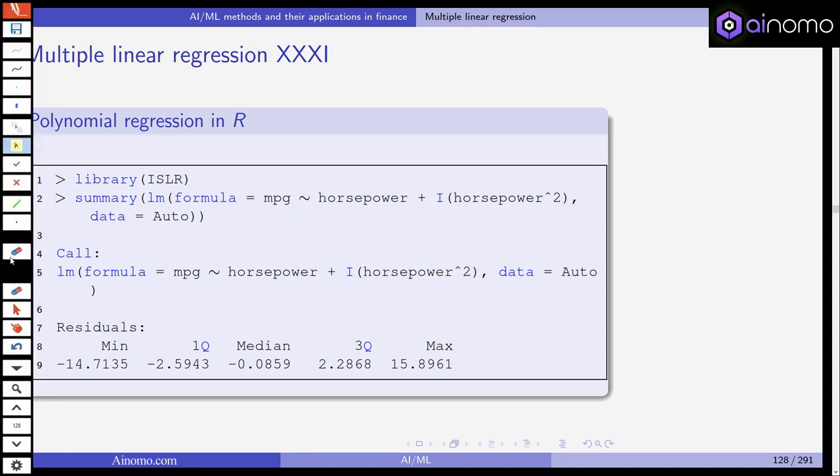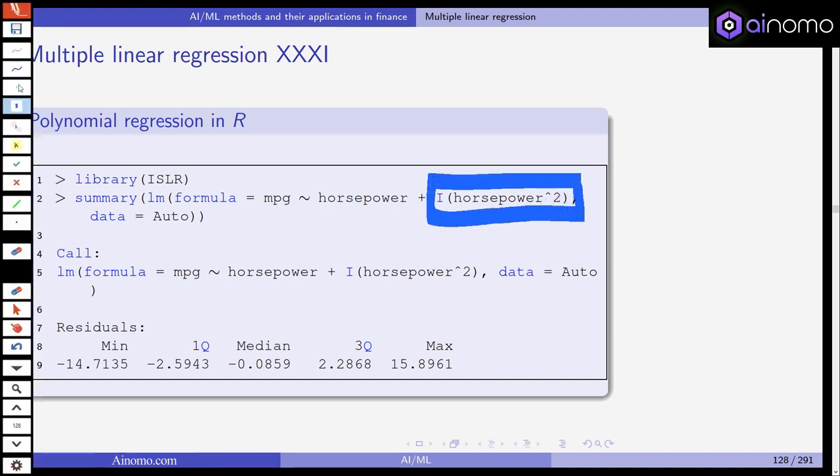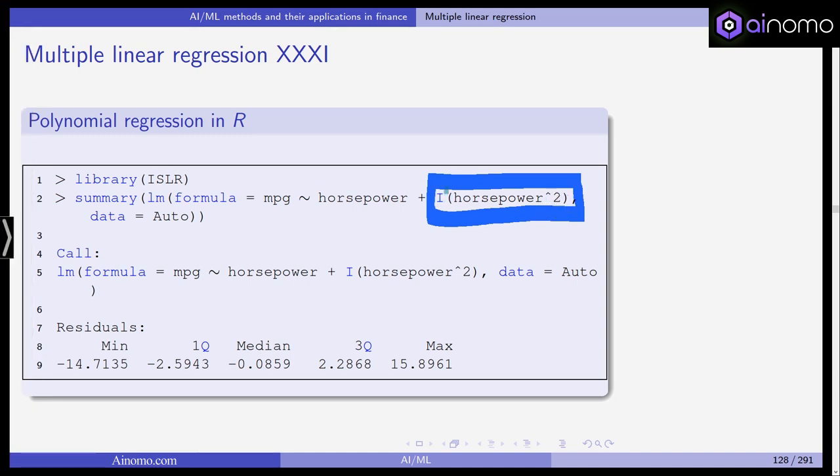Here's the one. You need to use the function I. You cannot simply include horsepower^2 because the hat is a different function in R, so you need to use this function I here. And you can see that this is a model y equals x plus x squared. And this is the call.